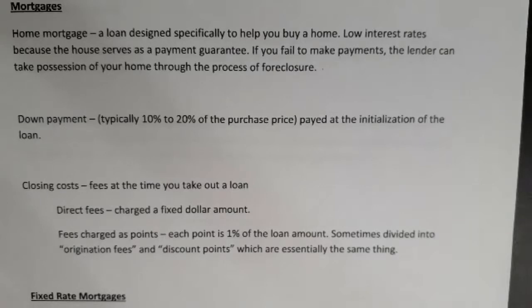Sometimes they divide it into origination discount points. They're essentially the same thing. So there are essentially two types of mortgages that they talk about in the book. They talk really extensively about the first one, and then they kind of briefly mention the other sort of thing. But the first one is a fixed rate mortgage.